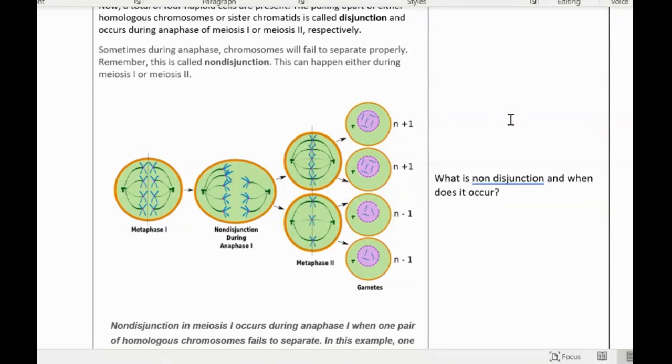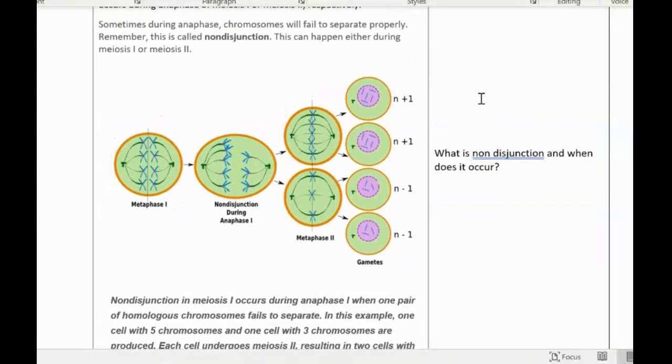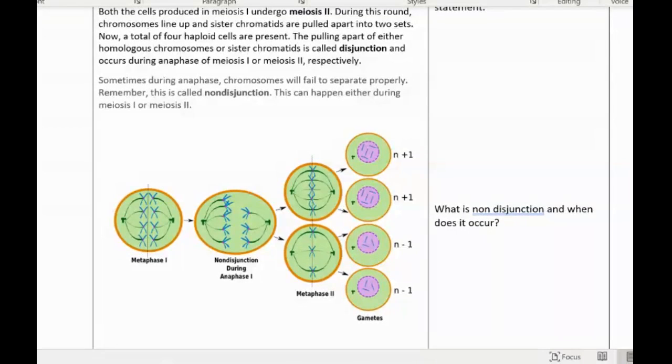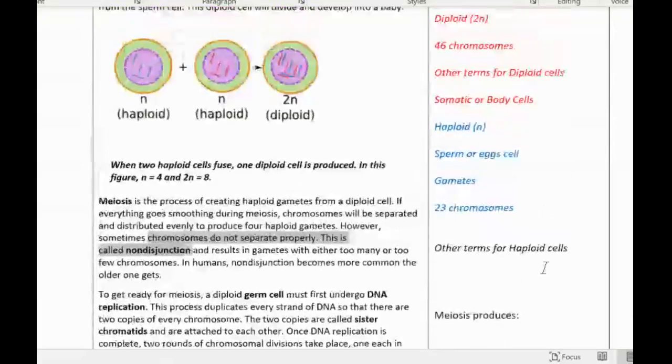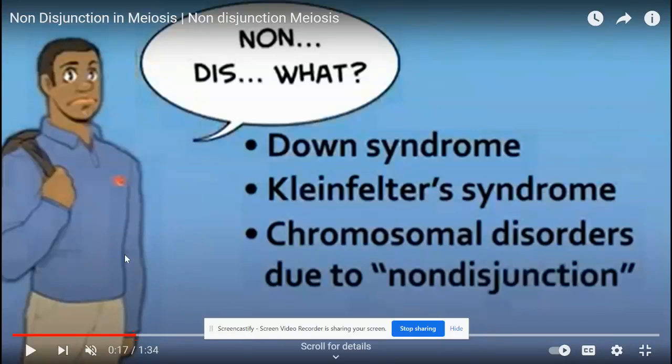Non-disjunction, the improper separation of chromosomes, results in the incorrect number of chromosomes in the gametes, and that is going to occur more in older parents. Women who are 35 years and older, men who are 35 years and older. As you age, that whole process of meiosis may be susceptible to non-disjunction. So that is non-disjunction, and that is how it can affect us.